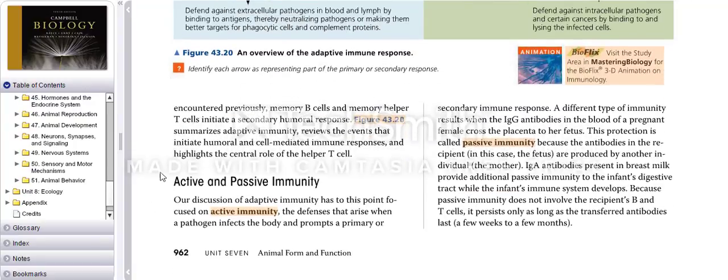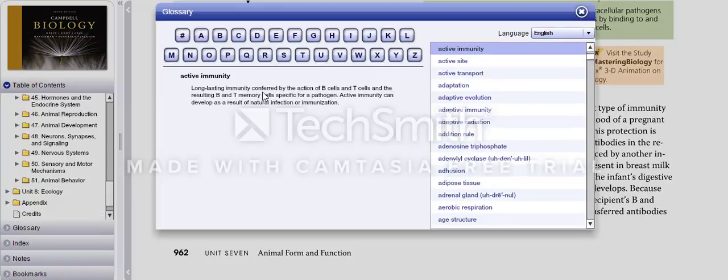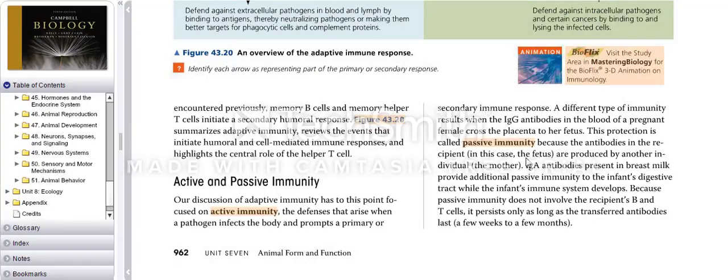Now, on to active and passive immunity. As it says, we've been talking about active immunity, which is long-lasting immunity conferred by the action of B cells and T cells. So now we're going to move on to a new subject, passive immunity. Now this is a very specific type. It results when one of the 5 types of B cell genes produce antibodies in the blood of a pregnant female. They cross the placenta to her fetus.